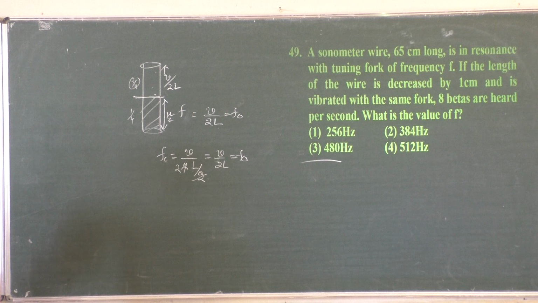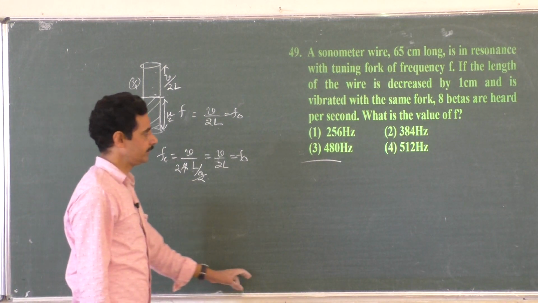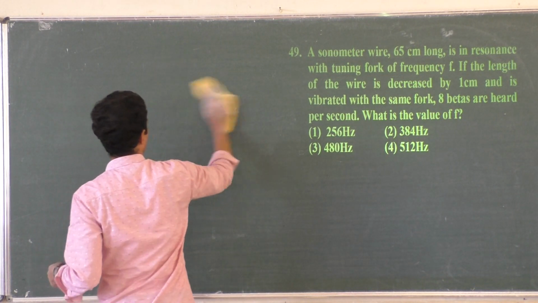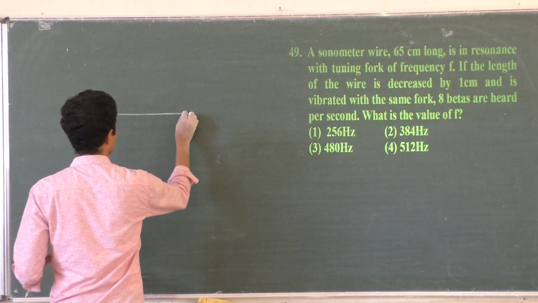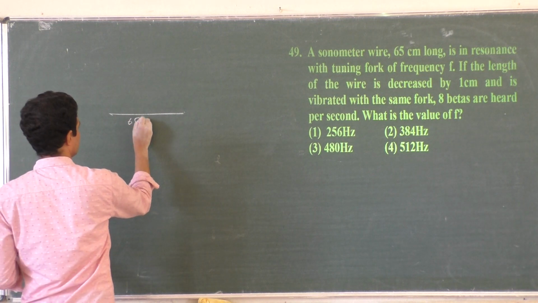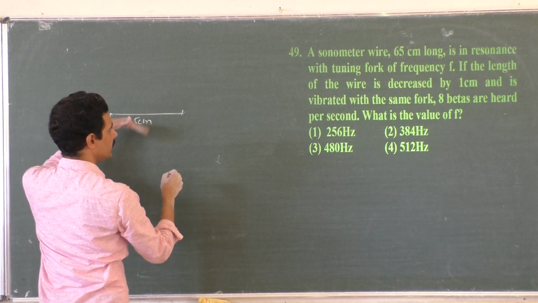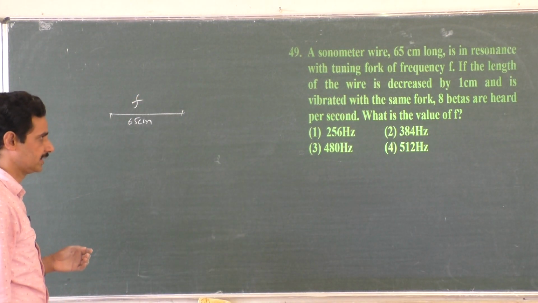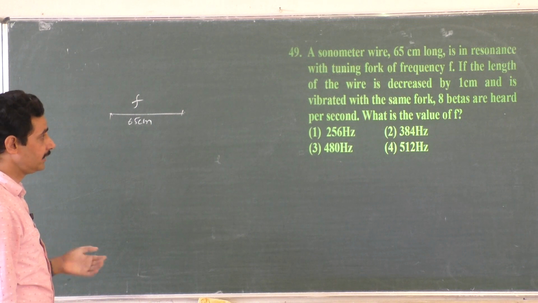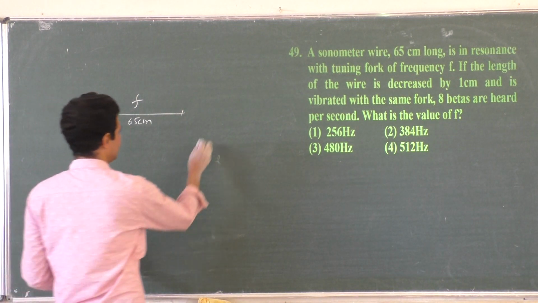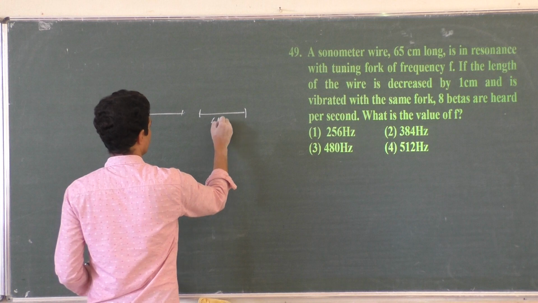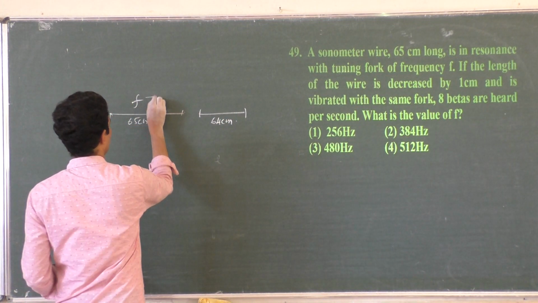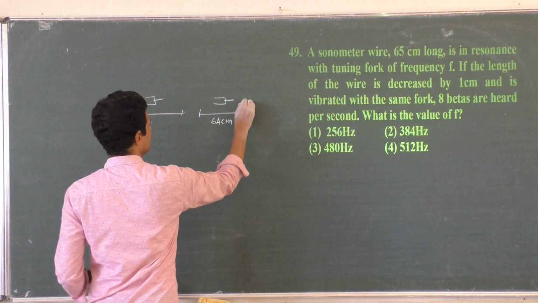49. A sonometer wire 65 centimeter long is in resonance with the tuning fork of frequency F. Okay, so you have a wire which is 65 centimeter long and pluck it. It is in resonance with the tuning fork of frequency F. Frequencies are same. If the length of the wire is decreased by 1 centimeter, 64 centimeter, with the same fork F, it produces 8 beats per second.